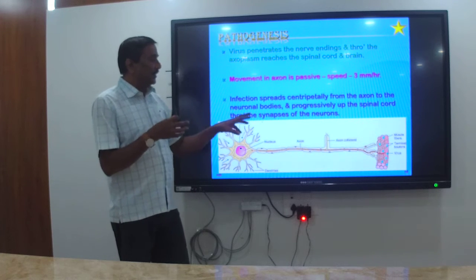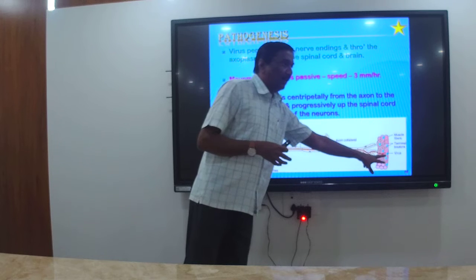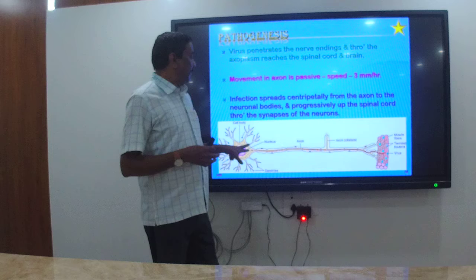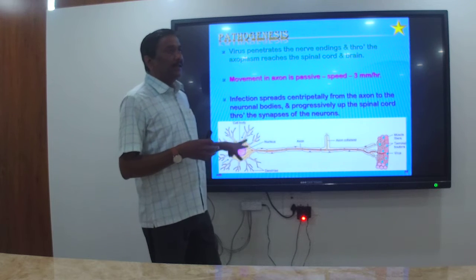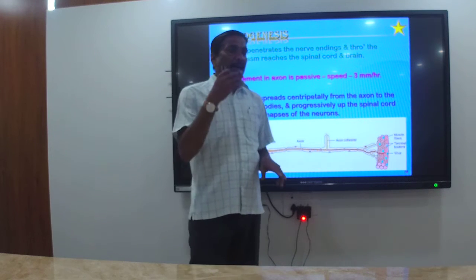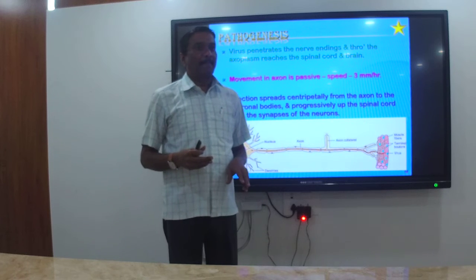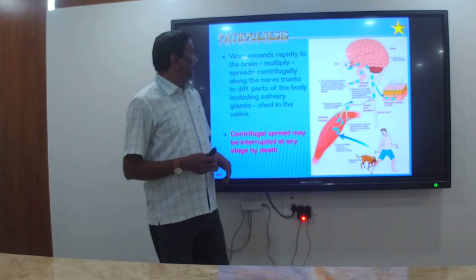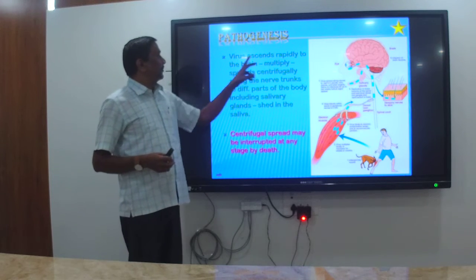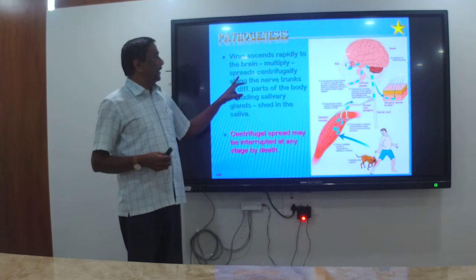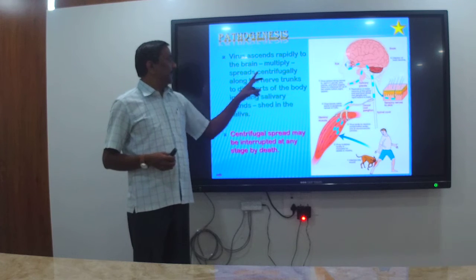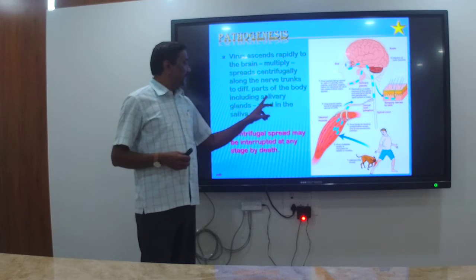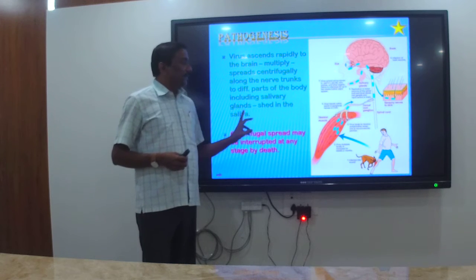Now this is how it travels from the site of bite to the CNS up to the dorsal nerves. When it reaches the CNS, it rapidly ascends towards the brain to infect the brain. The virus ascends rapidly to the brain, multiplies rapidly, and there is centrifugal spread along the nerve trunk to different parts of the body, including salivary glands, shed in the saliva.